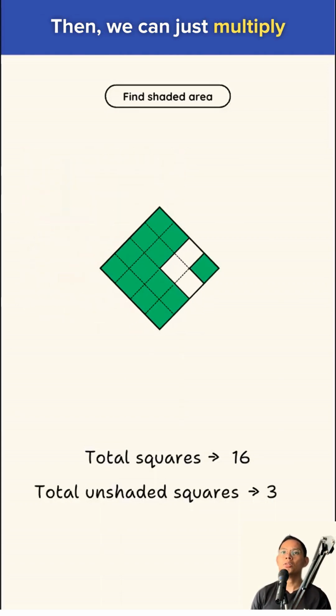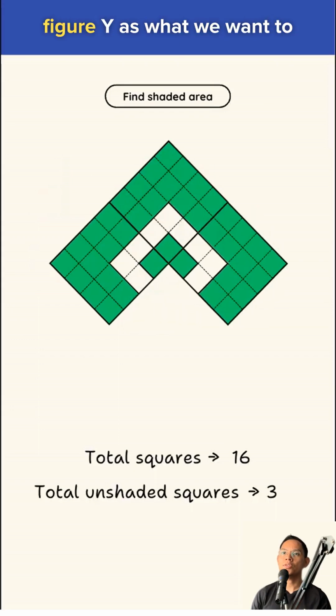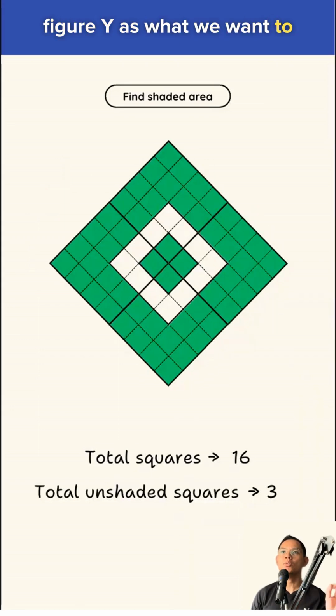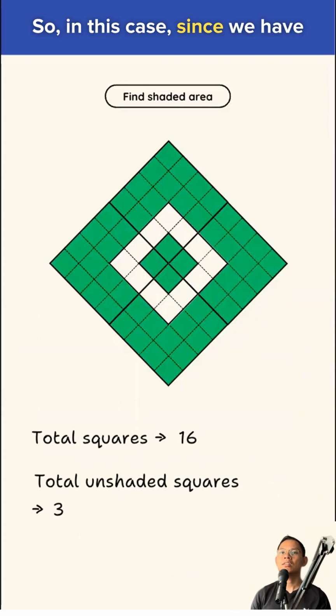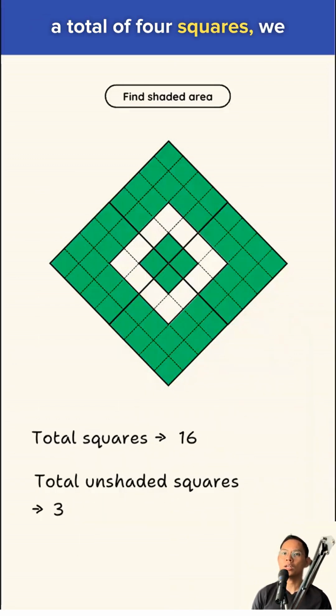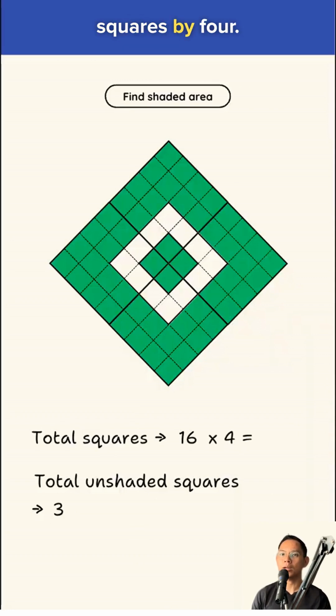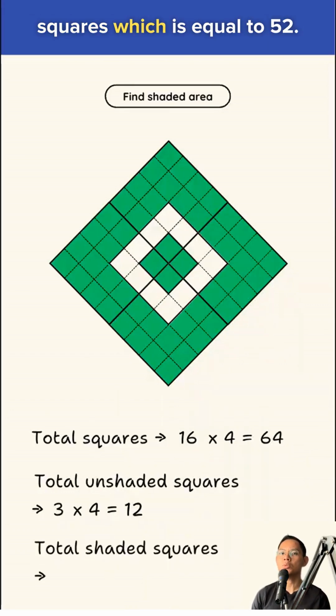Then we can multiply by 4, which is figure Y, as what we want to find out, which is the shaded area. Since we have a total of 4 tiles, we multiply the total squares by 4. This will give us 64. Total unshaded squares will be 12. Then we want to know the shaded area, so the shaded squares is equal to 52.